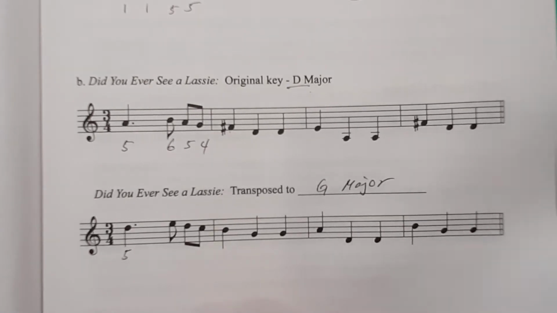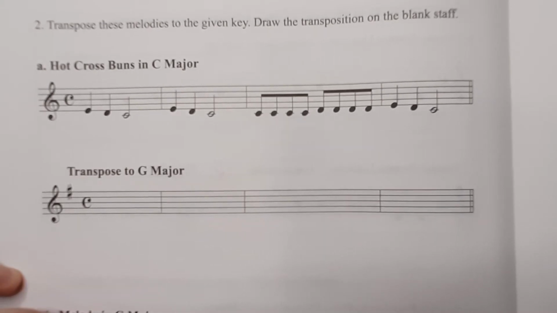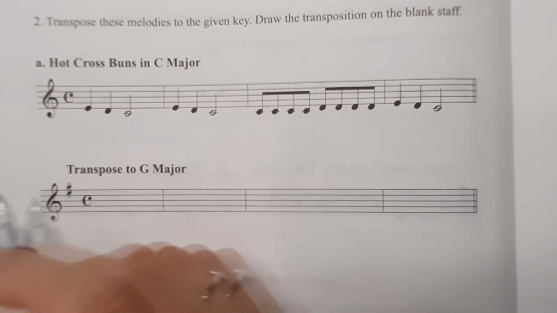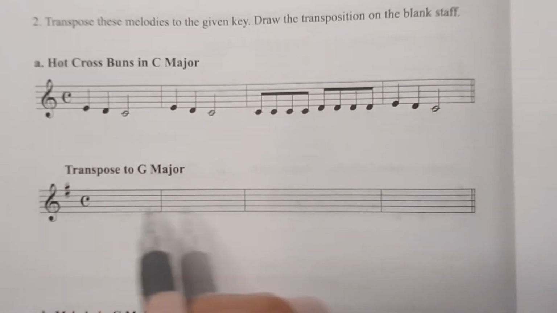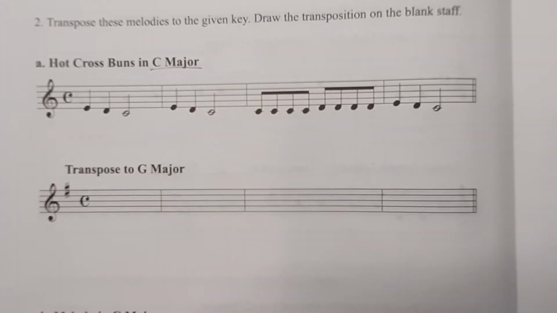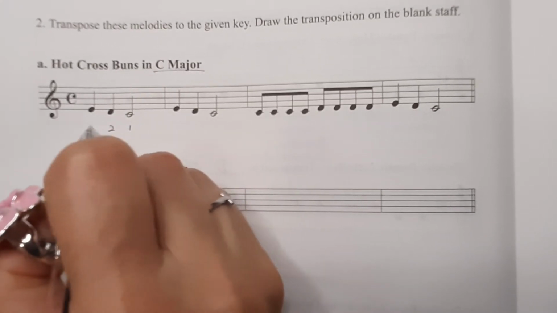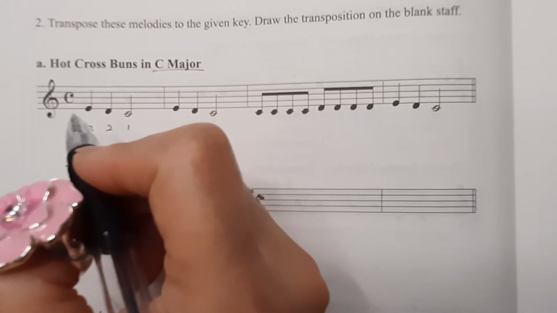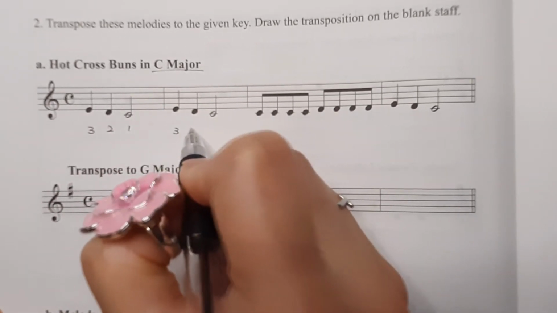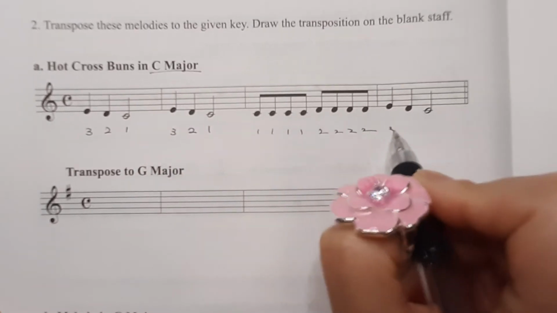Okay, let's go to the page 84. Now we're going to transpose these melodies to the given key. Okay. Now draw the transposition on the blank staff. All right, easy. Now this is in the key of C major. In the key of C major, C is 1, D is 2, E is 3, right? Now 3 is E is 3. Okay, that's 2, 1. 1, 1, 1, 1, 2, 2, 2, 2, 3, 2, 1.